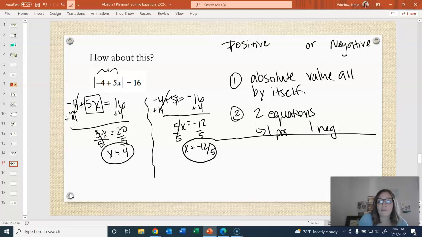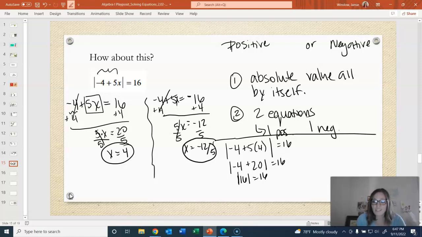Now, I'll prove it to you that it works. We're going to plug in both of these to the original equation. So let's try -4 plus 5 times 4. 5 times 4 is 20. -4 plus 20 is positive 16. The absolute value of positive 16 is positive 16. Remember, the absolute value is always positive.